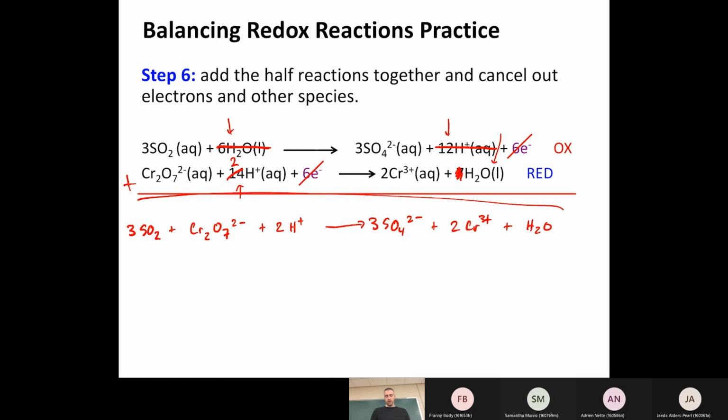So this is the point where we would check to make sure it's balanced. We would say, okay, we've got 3 sulfurs, we're good. How many oxygens? I guess that's 6 plus 7 is 13. Here we have 12, 13, and so on. You can go through all the different species, make sure the charges add up, make sure all the elements add up, and you have a balanced reaction. This is good. Our plan worked here.